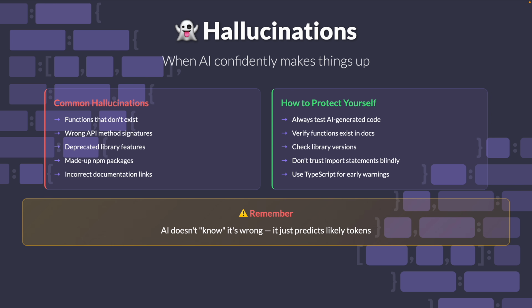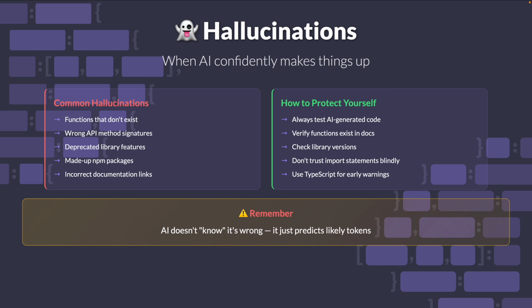Now, this is a really important one: hallucinations. A hallucination is when the AI confidently suggests something that's completely wrong. It might make up a function that doesn't exist, or reference a library that was deprecated years ago, or even invent API methods that never existed. The AI doesn't know it's wrong. It's just predicting what tokens are likely to come next based on its training data.